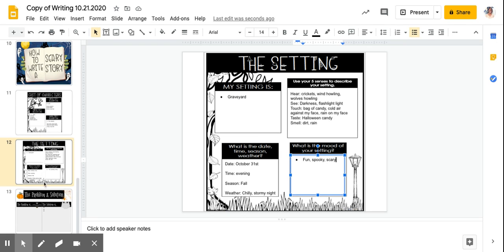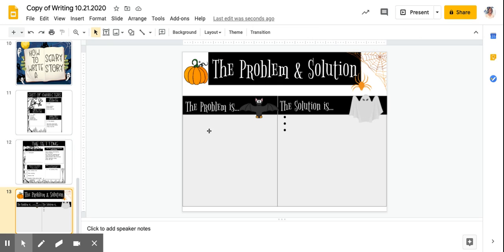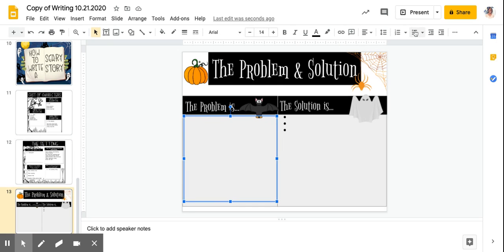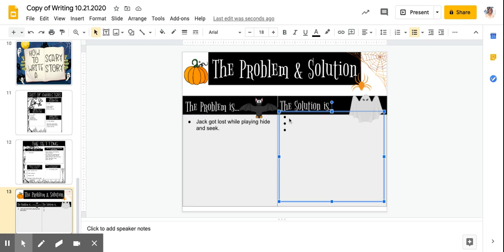Now we're going to move on to our problem and solution. For our problem, I guarantee my problem is going to be losing one of my friends while I'm playing hide and seek and not being able to find them. So I'm going to say Jack got lost while playing hide and seek. We could not find Jack. So that was my problem in my story.